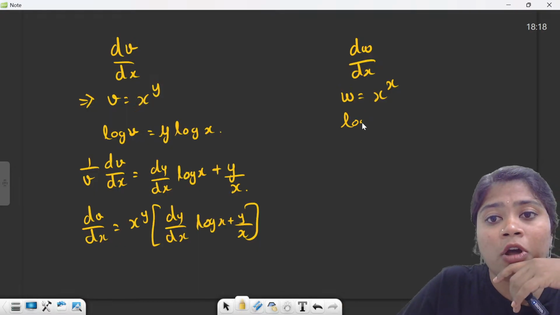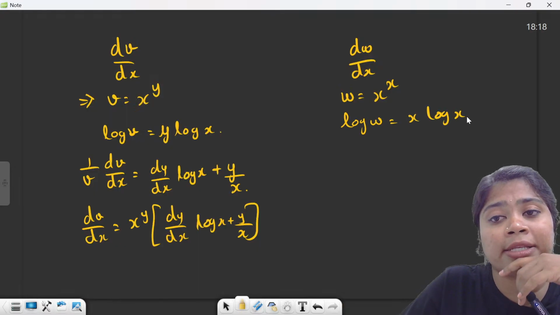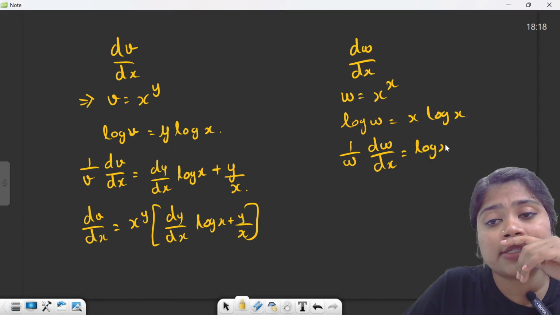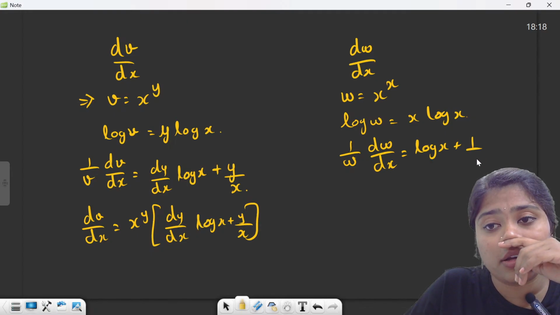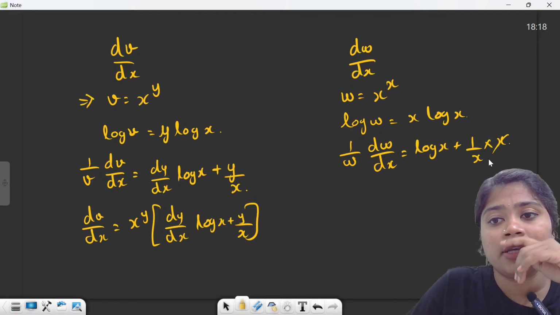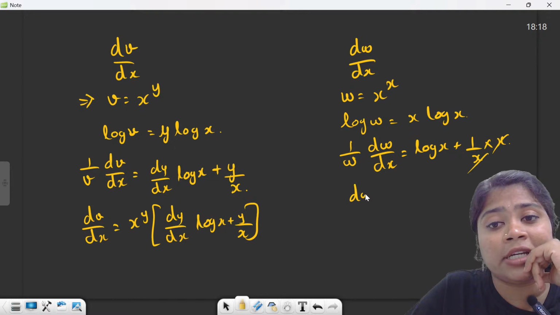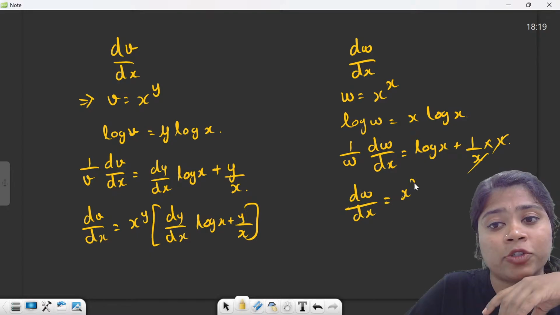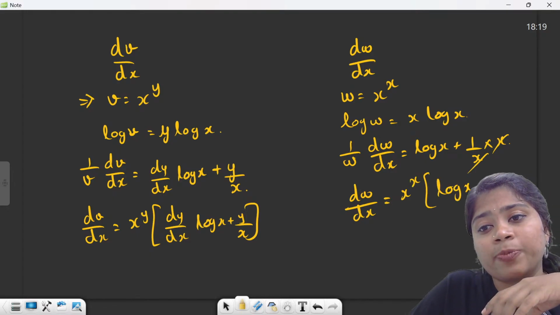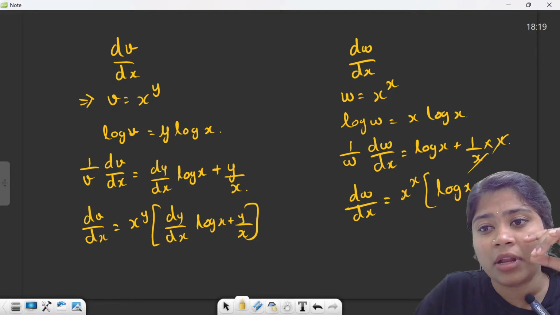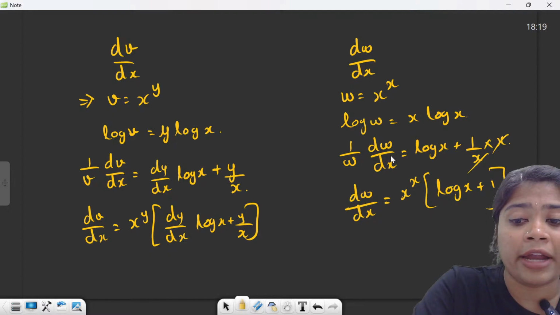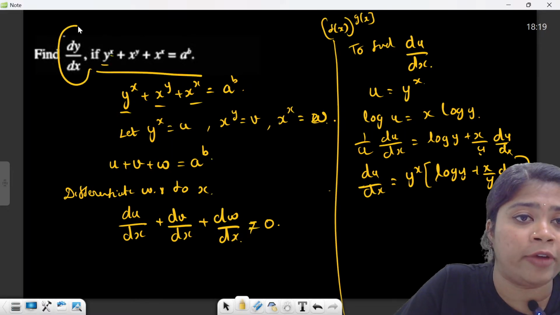Exactly. So log w is equal to x log x. So differentiate this. So 1 by w dw by dx is log x plus 1 by x into x. So 1 by x. So what is dw by dx? Which is equal to w, which is x to the power x, log x plus 1. So now you want to substitute back in the equation and find dy by dx.